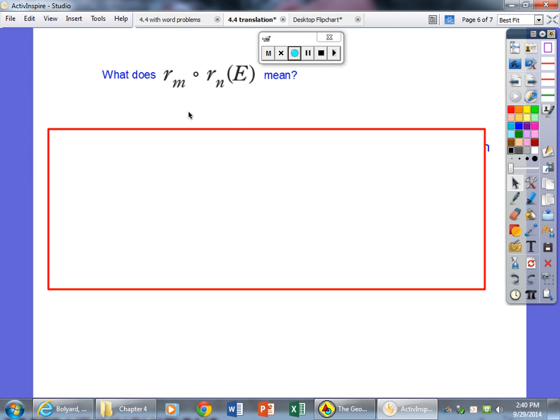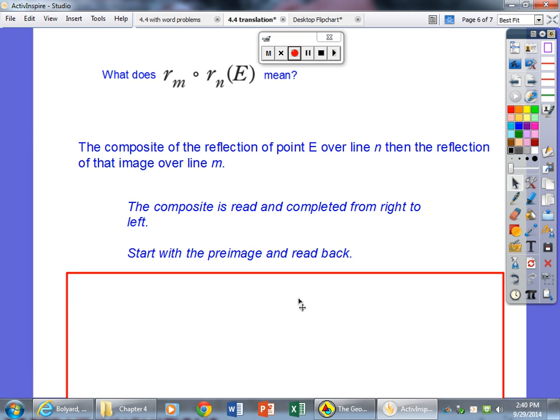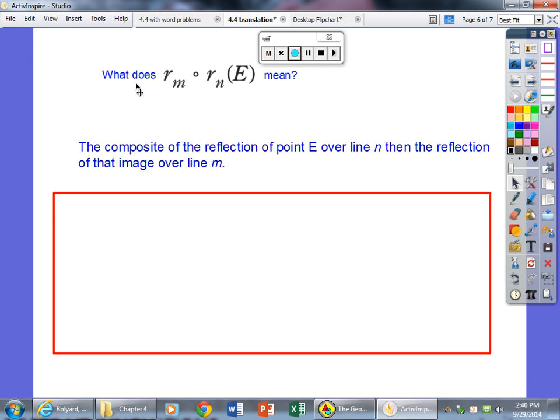And that's where this symbolism right here comes in. If you looked at my picture from before, I told you I reflected it over line N, and then after I reflected it over N, I reflected it over M. So looking at this tells me that this symbol right here means composite. This little open circle means that I'm putting this reflection together with this reflection. Now in this case it says the only thing that I'm reflecting is point E.